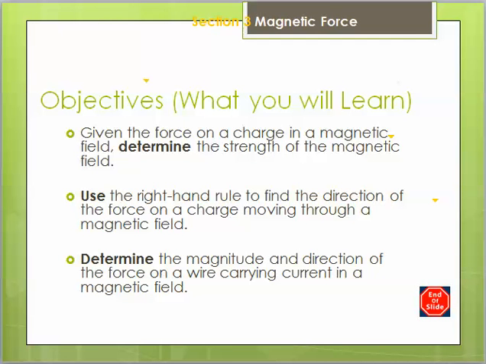Objectives, things that we want to learn. Given the force and the charge in a magnetic field, determine the strength of the magnetic field. So we're going to determine the strength of the magnetic field. We're going to use the right-hand rule to find the direction of a force on a charge moving through a magnetic field. And then we're also going to be able to determine the magnitude and direction of a force on a wire carrying current in a magnetic field. So these should be the three things that you should be able to do when we're done here.